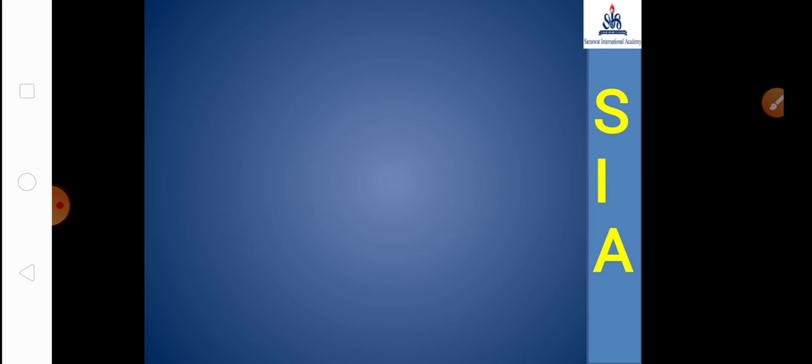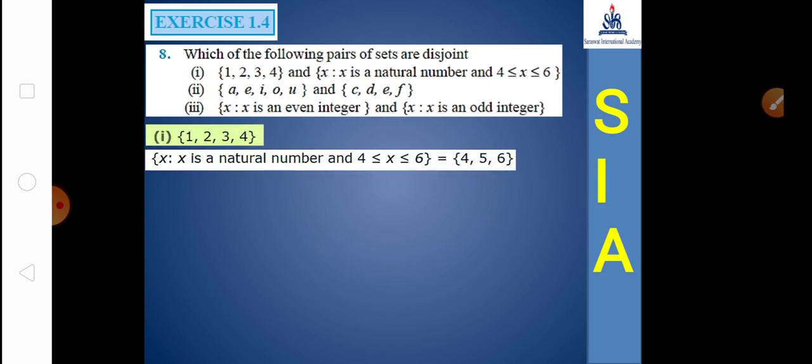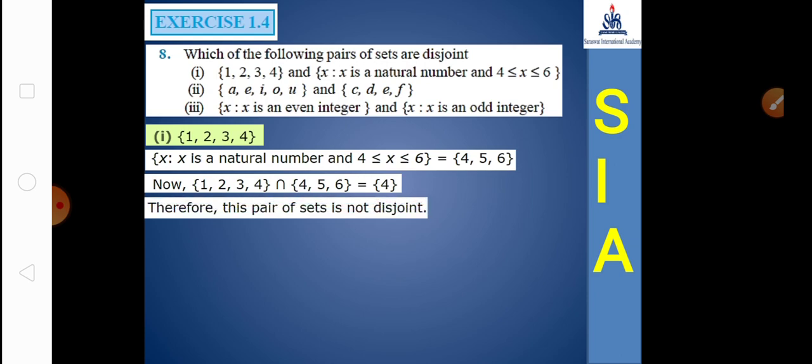Continue. Question number 8. Which of the following pairs are disjoint? Disjoint means, students, I just check whether the intersection set is a null set or not. So first question, 1, 2, 3, 4 and natural numbers given, 4, 5, 6. Check them. Here is something common or not? Yes, it is common there. My common answer is 4. So it is not a disjoint set. Therefore, our pair is not disjoint.